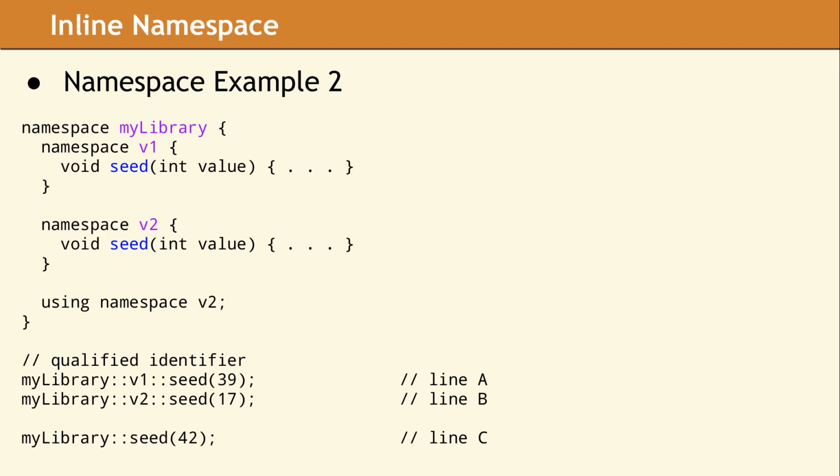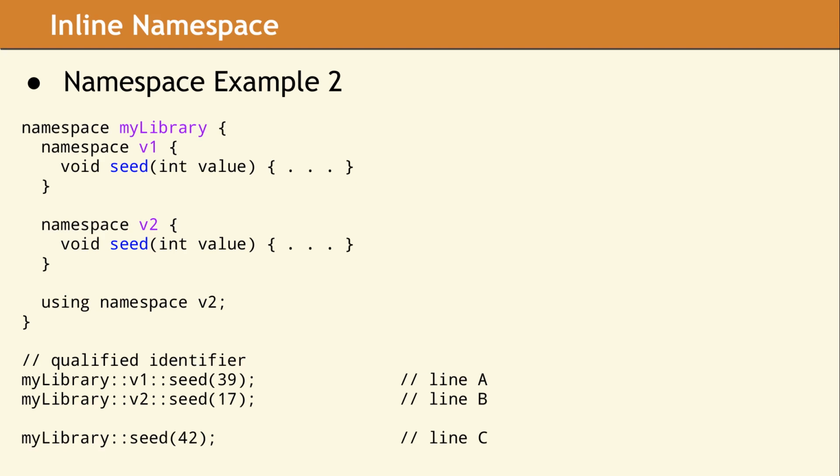In this second namespace example, we have added a using directive inside of the namespace myLibrary. The code on lines A and B work as expected, since there are qualifications before the function name seed. The code on line C will call the function seed in the v2 namespace, but only because of the added using declaration. Without the using statement, the code on line C does not compile.